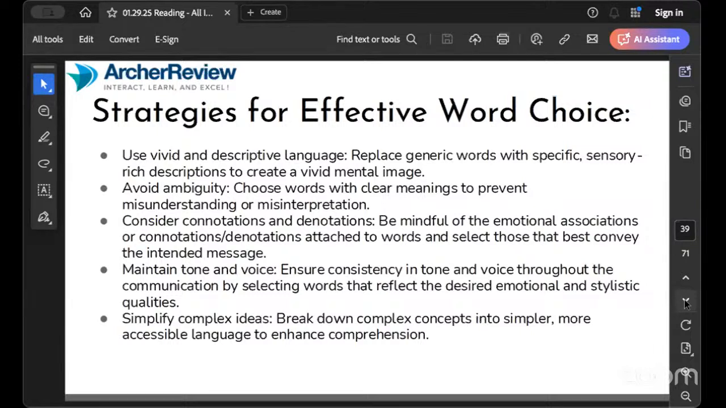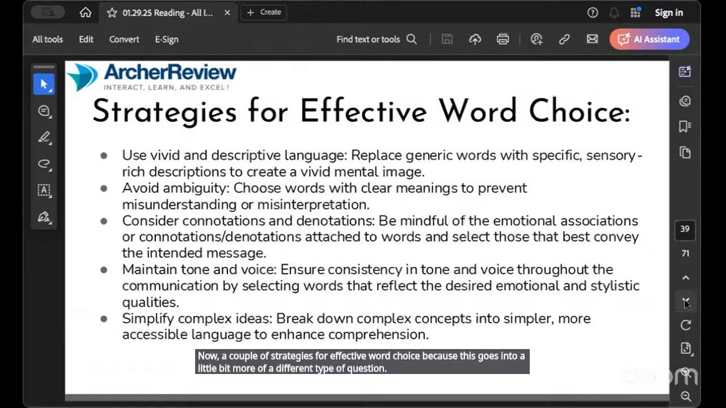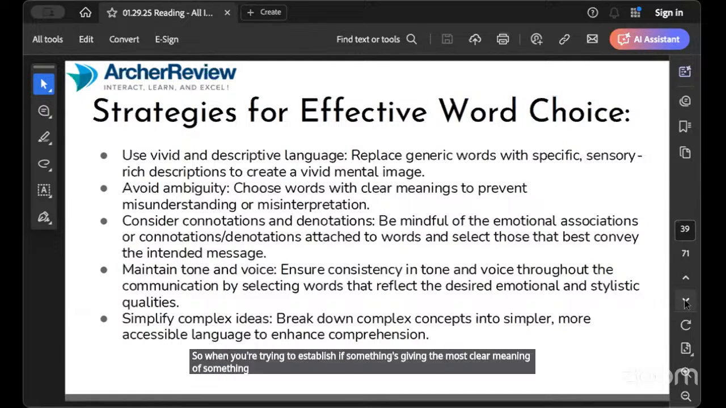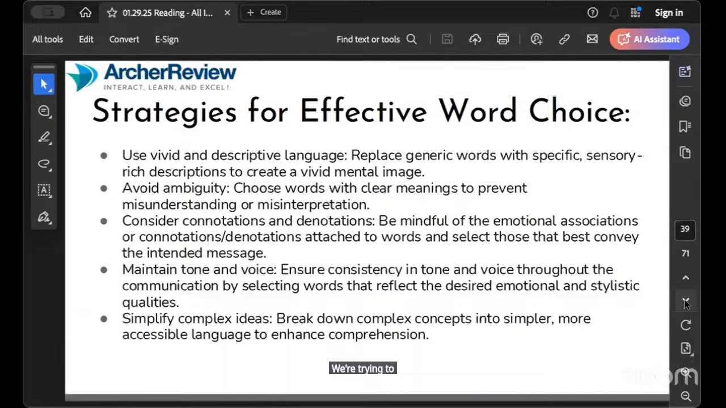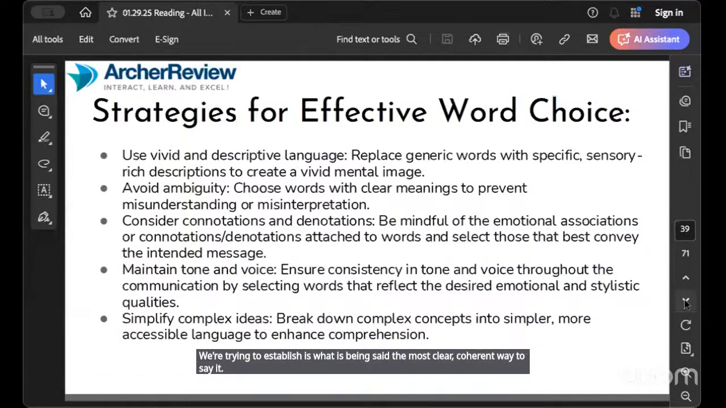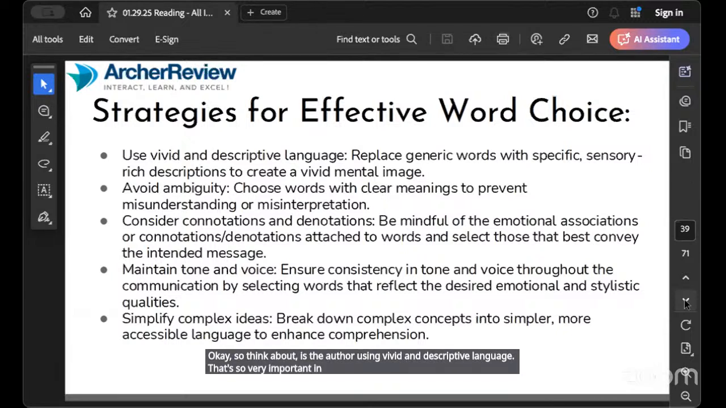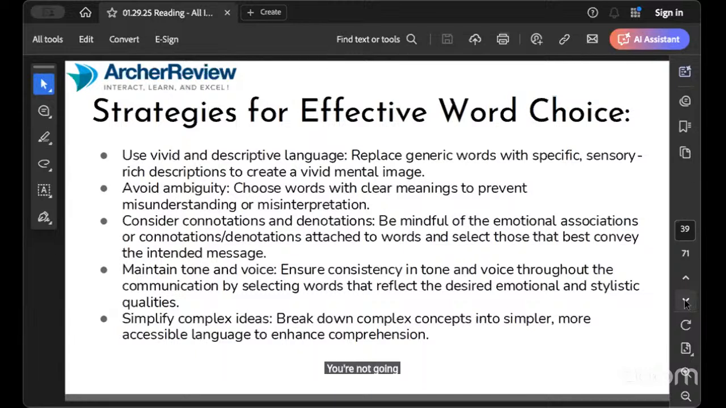Now, a couple strategies for effective word choice, because this goes into a little bit more of a different type of question. So when you're trying to establish if something's giving the most clear meaning, we're not trying to determine the definition of a specific word in a sentence. We're trying to establish, is what is being said the most clear, coherent way to say it? Okay. So think about, is the author using vivid and descriptive language? That's so very important in being able to provide a reader with details that they need. If they're too generic, okay, you're not going to have that clear, vivid mental image.